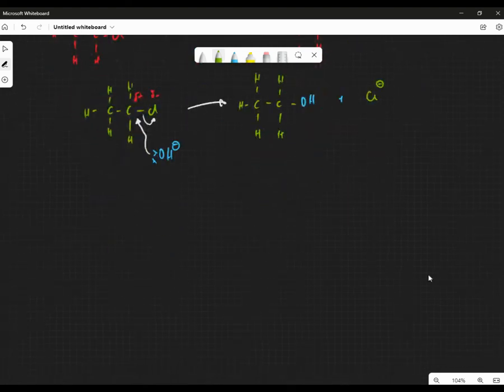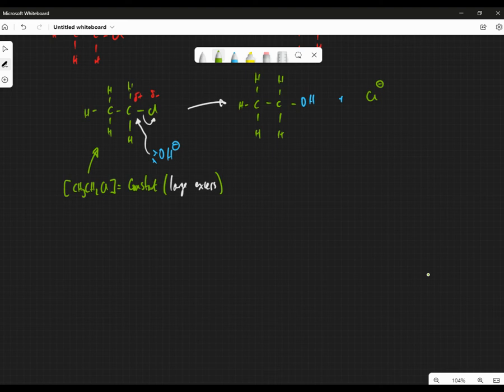Now, if you do the kinetics for this reaction, I keep the halogenoalkane, CH3CH2Cl, constant by making it a large excess, and I let the concentration of my hydroxide ions change. This is going to vary.